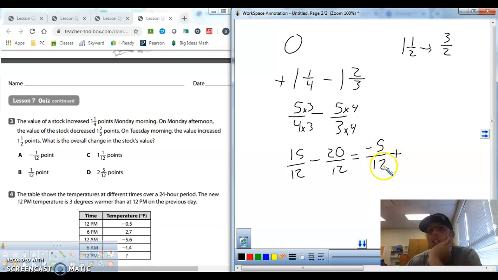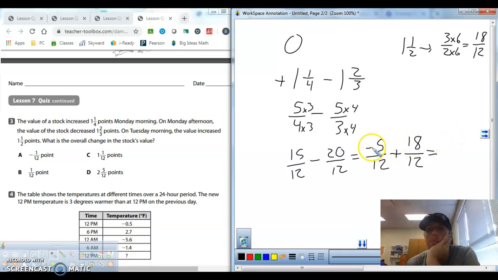We need it in terms of twelfths. So we got to take 2 times what to get to twelfths? We got to take 2 times 6, which means we got to take 3 times 6. So this would be 18 twelfths. So we got negative 5 twelfths plus 18 twelfths. And now we've got negative 5 plus 18. And we can do this because the denominators are both 12.